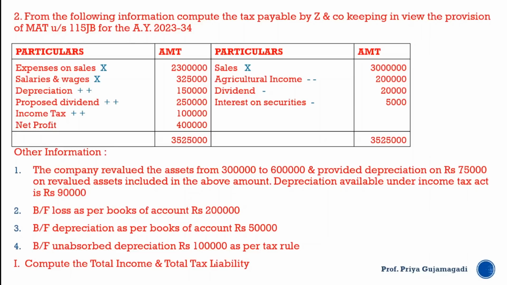Next, depreciation available under Income Tax Act is rupees 90,000. So this is depreciation as per rule. In normal provision, while calculating, we will minus it. Next, brought forward loss as per books of account 2 lakh. Brought forward depreciation as per books of account is 50,000. As I already said, whatever is as per books of account, we will consider it for MAT. And whatever is as per tax rule, that we will consider for normal provision.